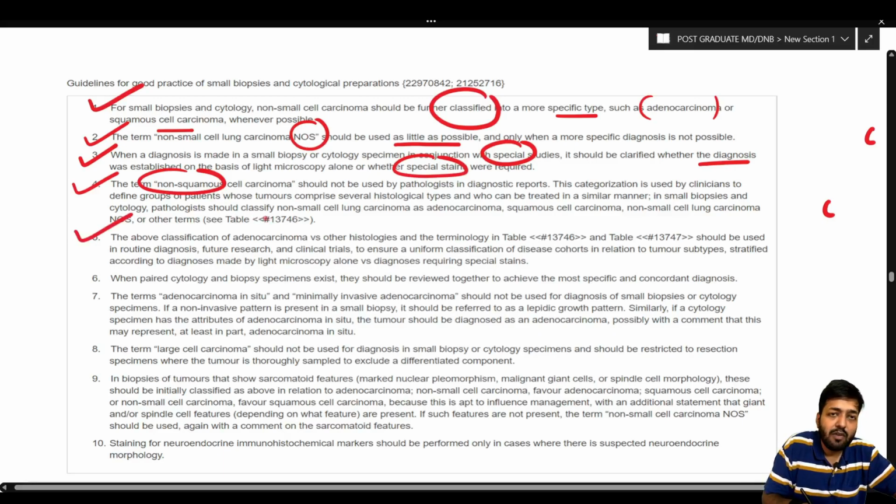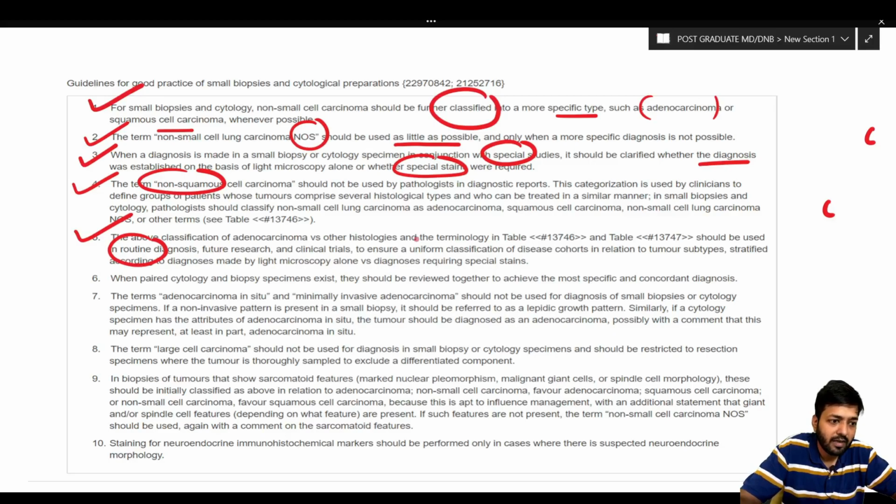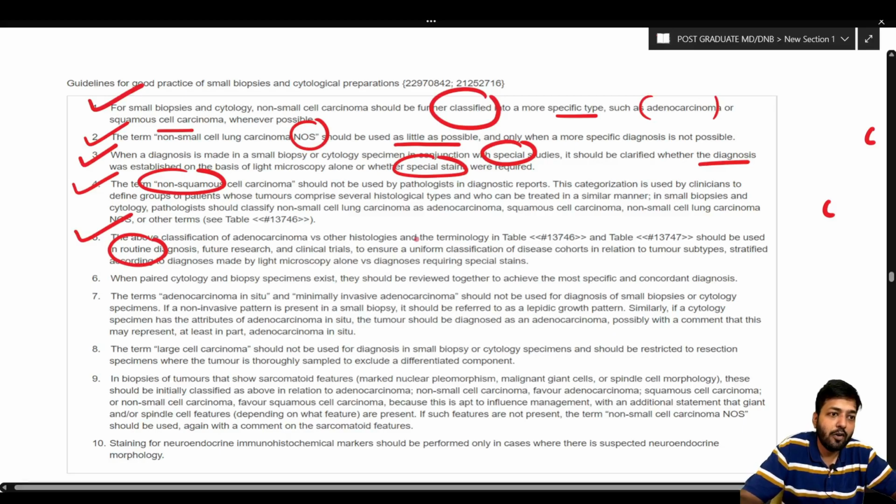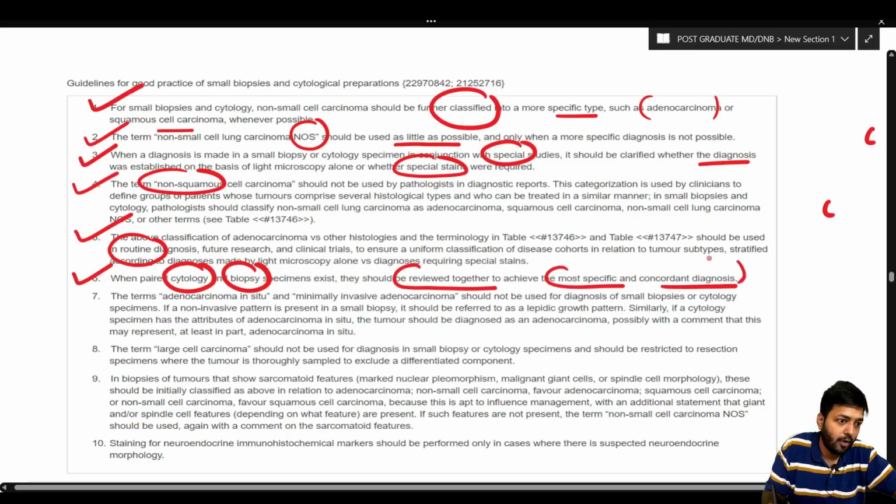Now the classification of adenocarcinoma that we have seen in the 5th edition of the WHO should be used in routine diagnosis. Very importantly, whenever you are reporting, you should always report on the basis of the WHO 5th edition. Whatever classification of adenocarcinoma is given along with the types and patterns, that only should be used while you are reporting these specimens, so as to ensure uniformity. Now, when you are pairing the cytology and biopsy specimens together, both of them should be reviewed together to achieve the most specific and concordant diagnosis.